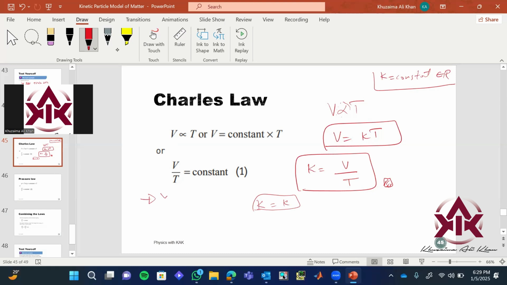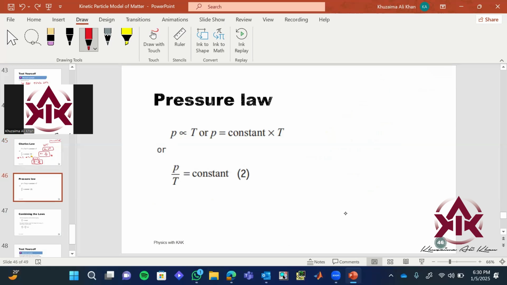Let's say you're given V1, T1 of the same gas, and you're given V2, and you have T2. Let's say your T2 is unknown. So you can equate the constants and you will get the following relation, that is V1 upon T1 equals V2 upon T2. You can just put in the values which you know and find the unknown. So that's how you can utilize the formula if you have two scenarios for the same gas. Then we have the pressure law.